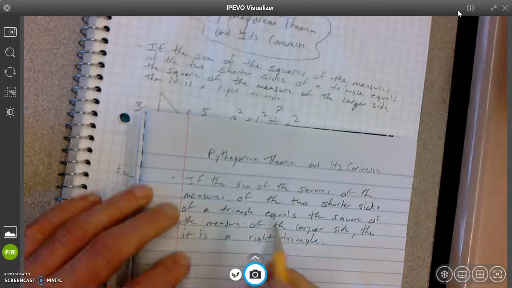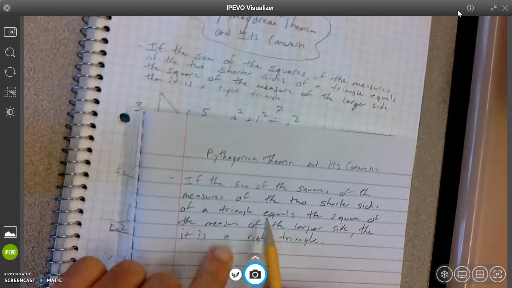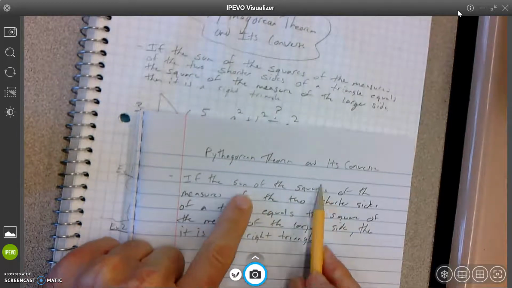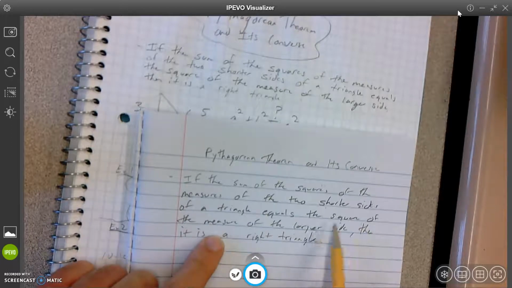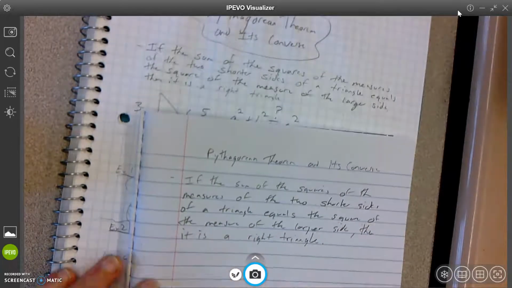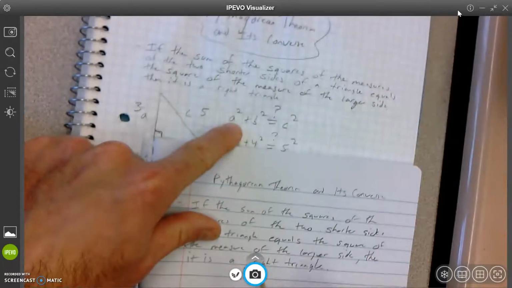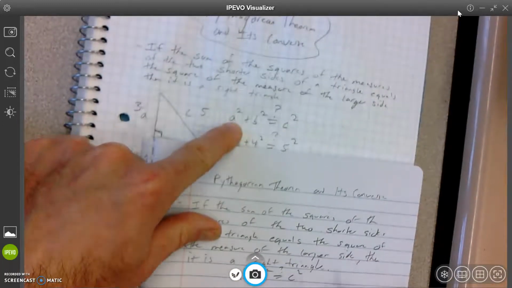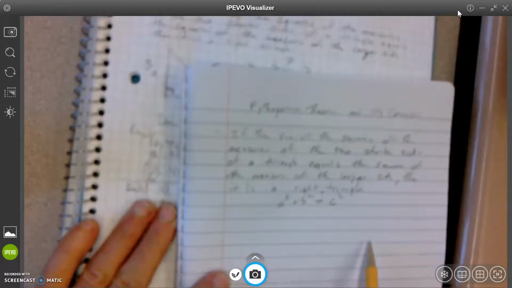I kind of just copied it. So if the sum of the squares of the measures of the two shorter sides, so I square the two shorter sides and add them up, and if it equals the square of the longer side, then it's a right triangle. Okay, so that would mean that a squared plus b squared equals c squared? Cool, so does a squared plus b squared equal c squared? That's what I have right there.